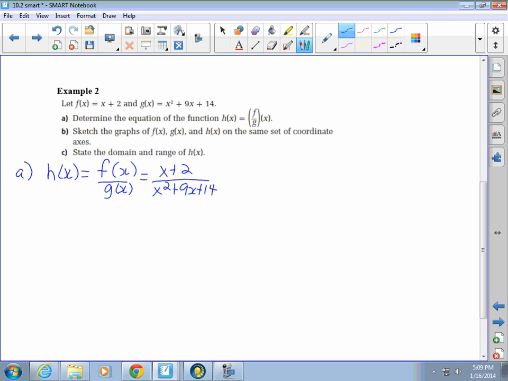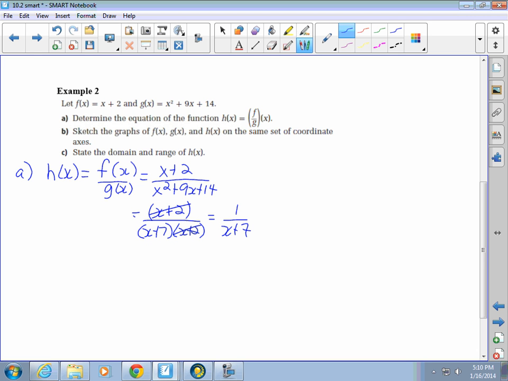So in order to solve this, I need to factor my denominator and see if I can reduce it at all. So using product and sum, my product is 14, my sum is 9, so that's going to be x plus 7 and x plus 2. So I can cancel my x plus 2 and my x plus 2, so that means that my new equation of the quotient of f of x divided by g of x is 1 over x plus 7.